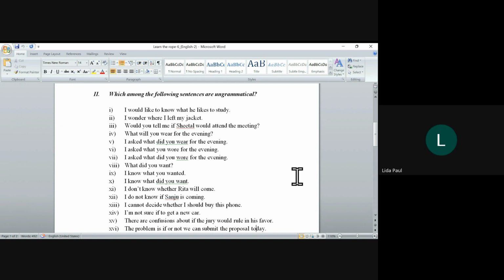Oh, in that sense. Yeah, I understand your question. I asked, what did you wear for the evening? In case you're using a negation, then you will have to bring back the tense, right? But that's a different kind of construction. For the time being, just keep in mind, if you're using a negative sentence, then you'll have to bring back this did. Okay. I asked what you did not wear for the evening, not what you wore.